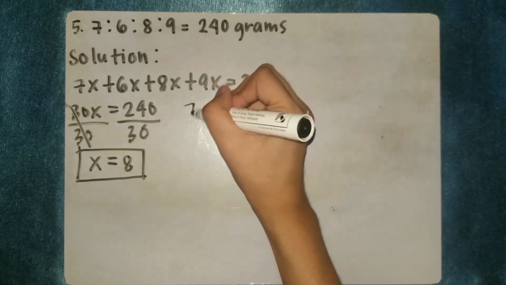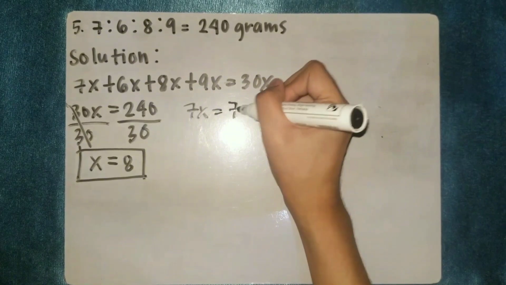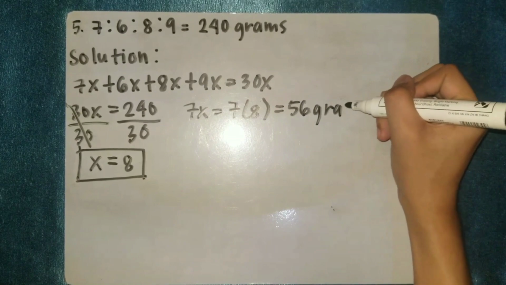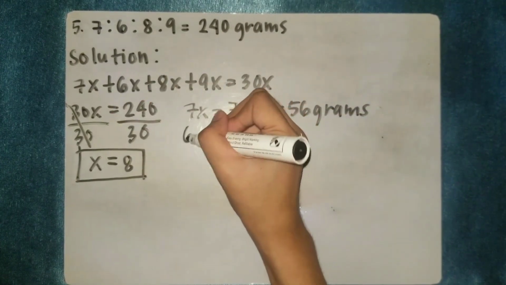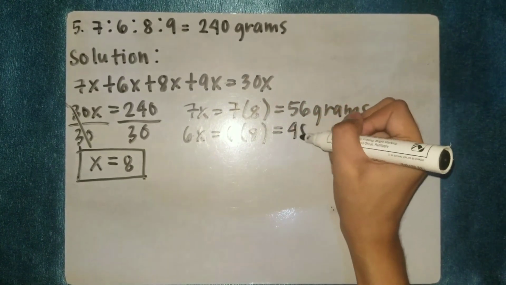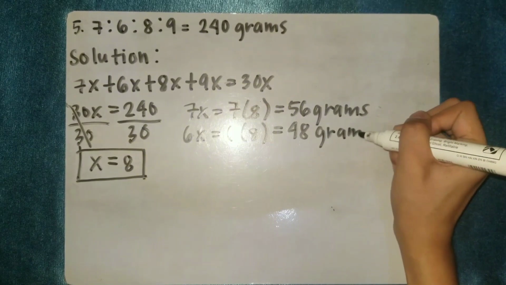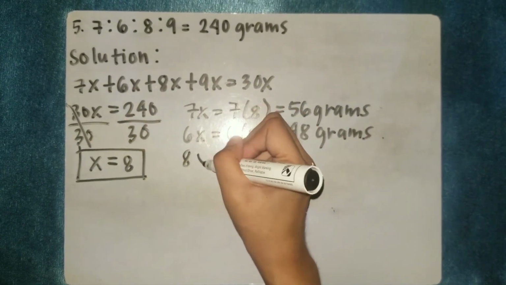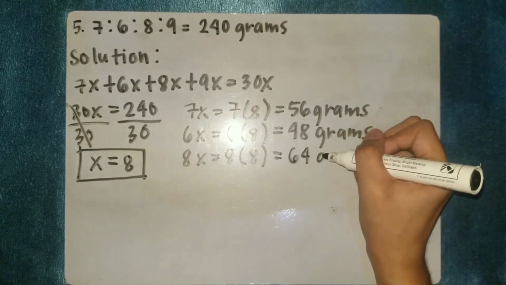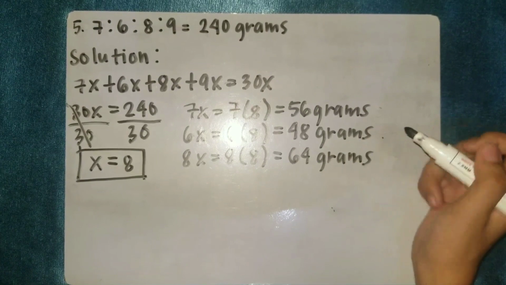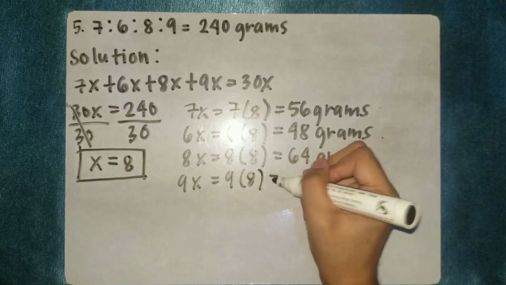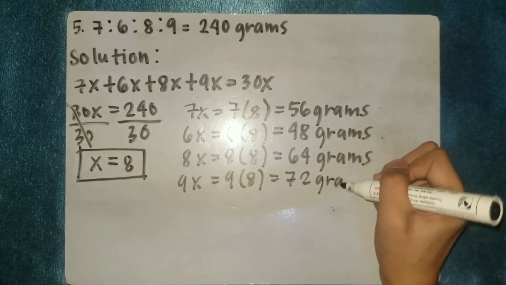Then this 7 equals 7 times 8 equal 56 grams. Then this 6 equals 6 times 8 equal 48 grams. This 8 equal 8 times 8 equal 64 grams. And this 9 equal 9 times 8 equals 72 grams.